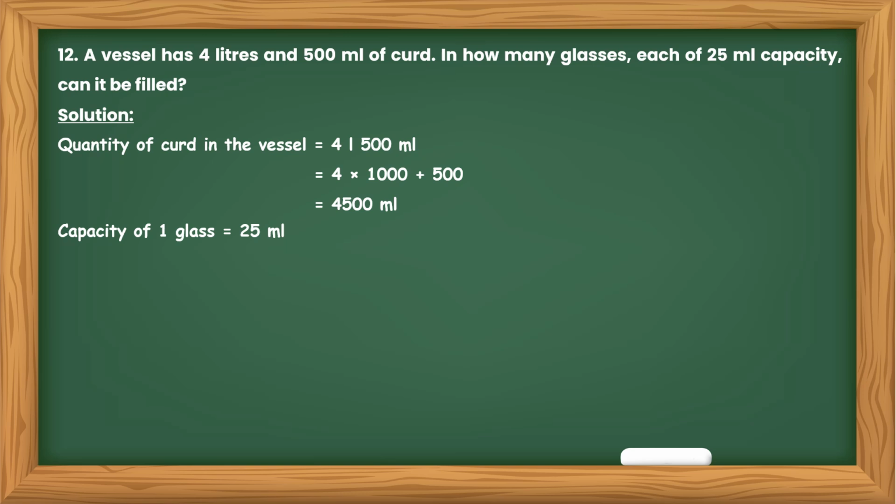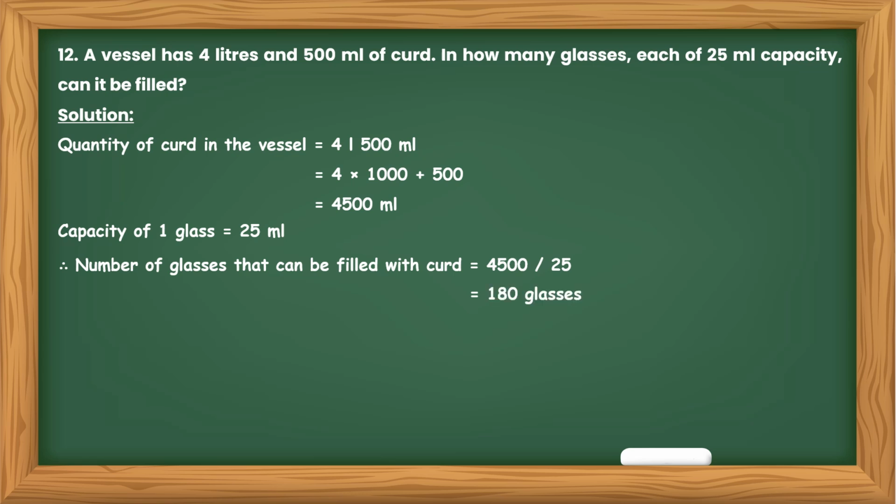And the capacity of one glass they have given to be 25 milliliter. Therefore, the number of glasses that can be filled with curd is 4500, that is the total quantity of curd, divided by the quantity of one glass. 4500 divided by 25. The quotient which we get when we divide is 180. That would be the answer. Hence, 180 glasses can be filled with the curd that is available.